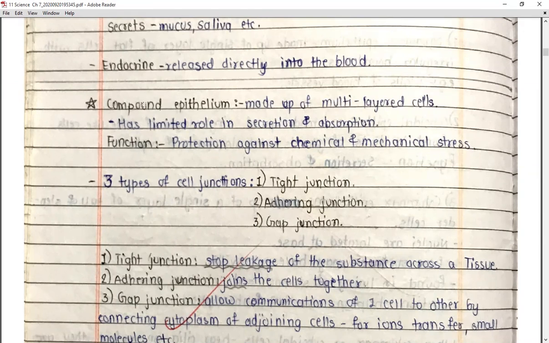The main function of this compound epithelium is protection. But against what? They give protection against chemical and mechanical stress. So there are two different types of stress, and the compound epithelium gives protection against them: chemical stress and mechanical stress.